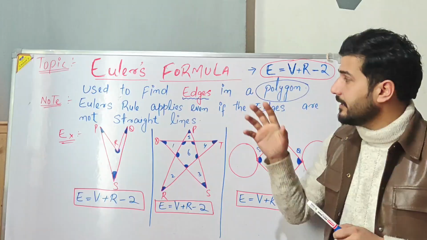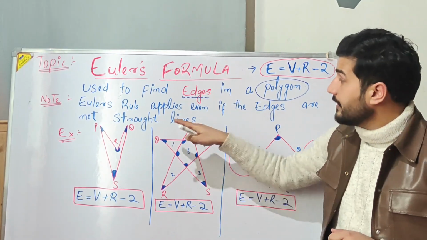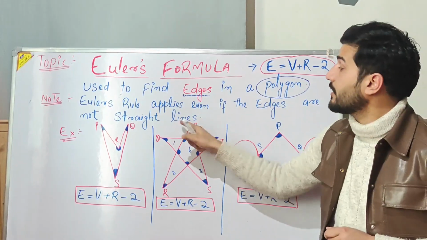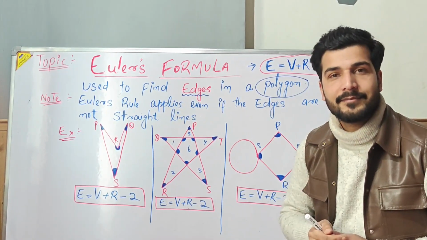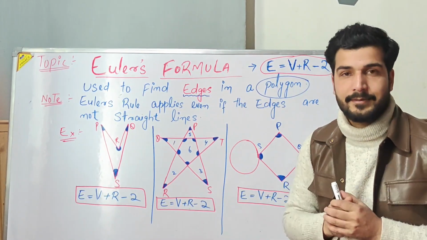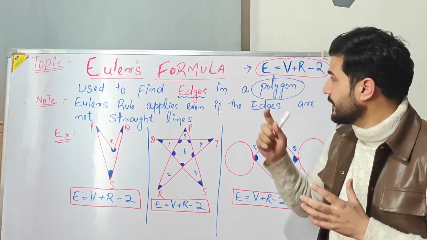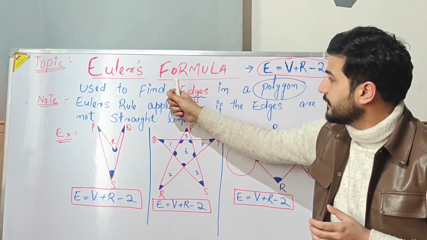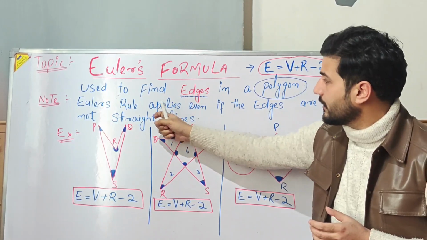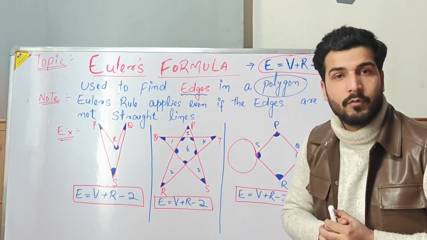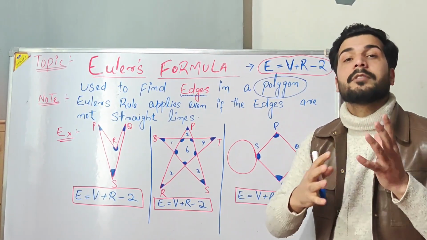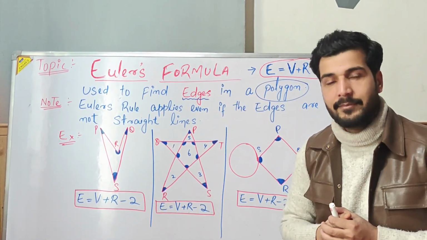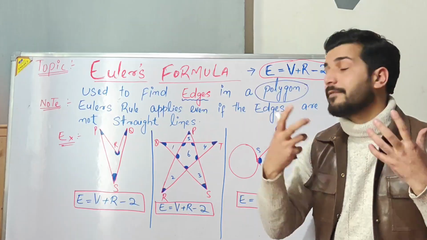And not only this, Euler's rule applies even if the edges are not straight lines. So we will understand this formula, and we will understand it line by line, one by one, with the help of some examples, right? So let's take a first example.